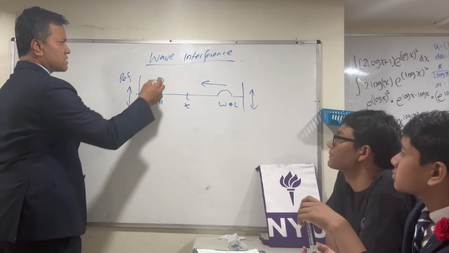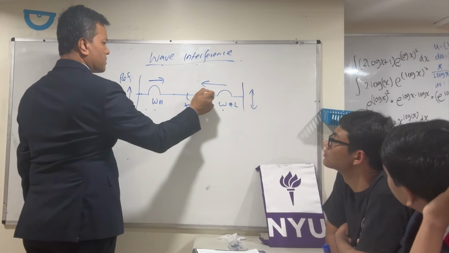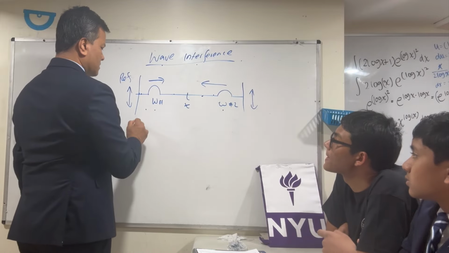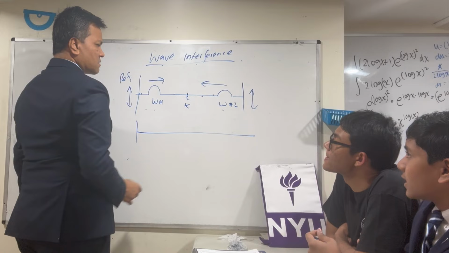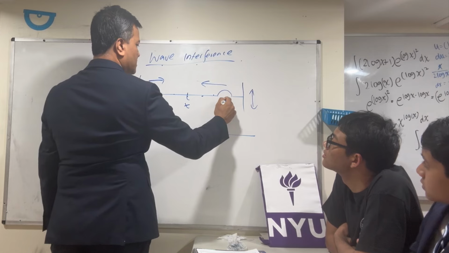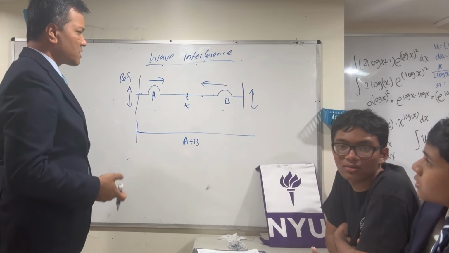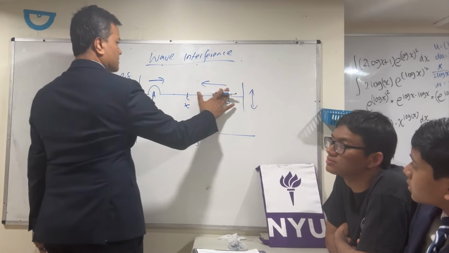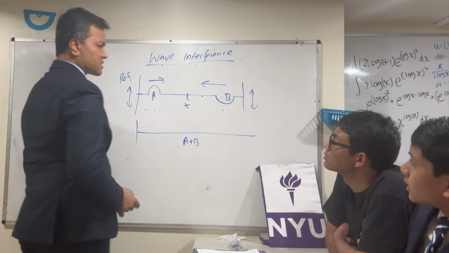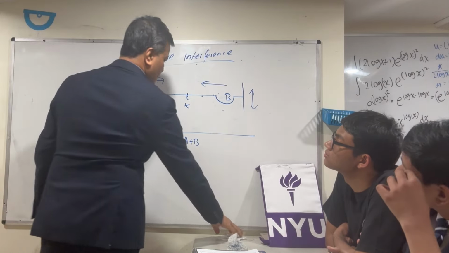So what is the definition of interference? When two waves meet in the same medium, the resultant is like they are added together. If you call them A and B, the resultant would be A plus B. If it gets bigger, then you call it constructive. If it cancels, then you call it destructive. So this is the definition of interference. Let's dive in.